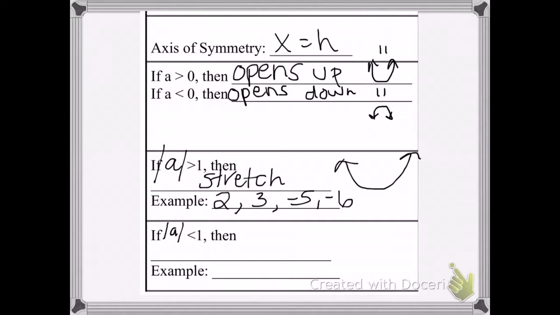And then if a is not greater than 1, that means it's going to condense or shrink. I'll put condense here. So examples are like if you have 1/2, or -1/3, or 0.9, a decimal, it's going to be a skinnier parabola. Keep in mind, for both of those, it's the absolute value, so the sign isn't taken into effect. It is just the size of the number.